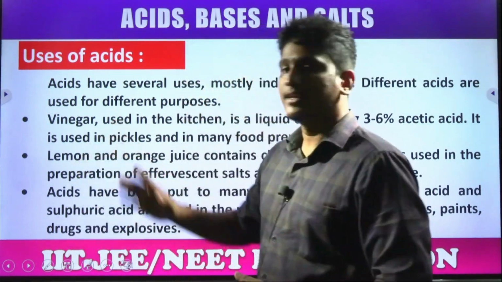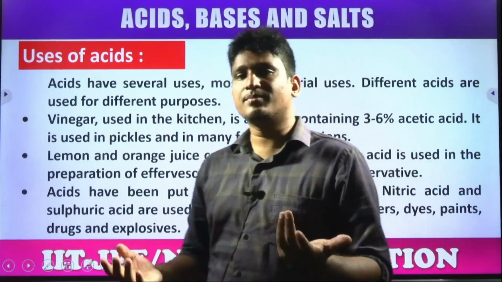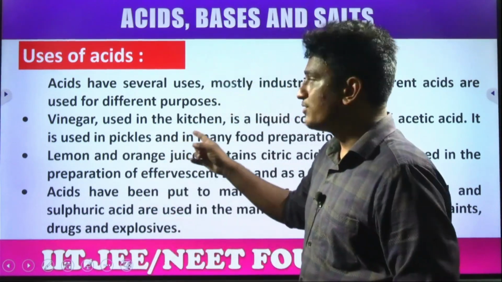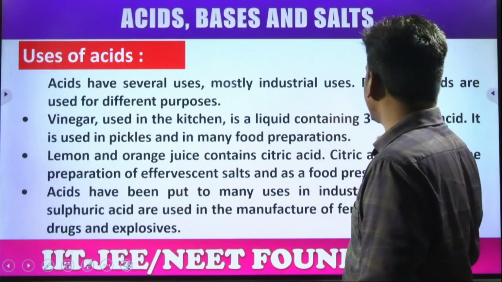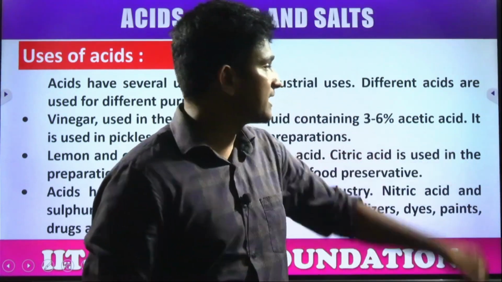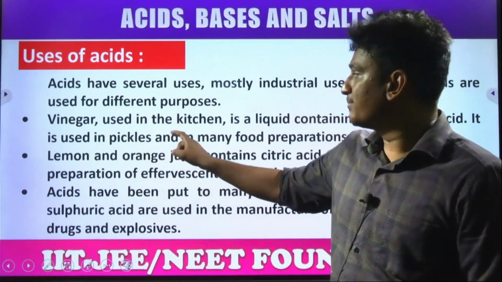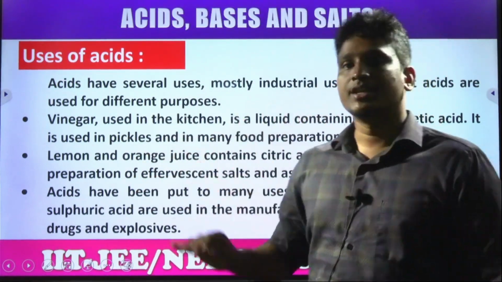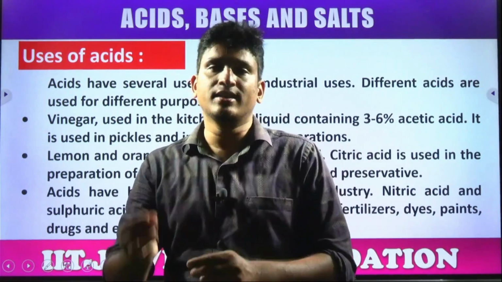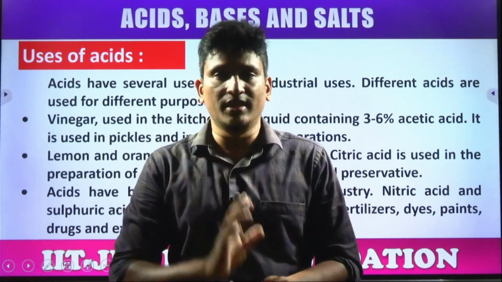So first of all, vinegar. Vinegar, what is it made up of? Acetic acid, which is CH3COOH, is used in the kitchen as a liquid containing 3 to 6% or 3 to 8% acetic acid. It is used in pickles and in many food preparations. So students, 3 to 8% means the remaining is water, and this percentage of acid is present in that solution.